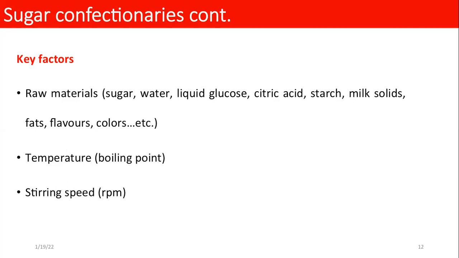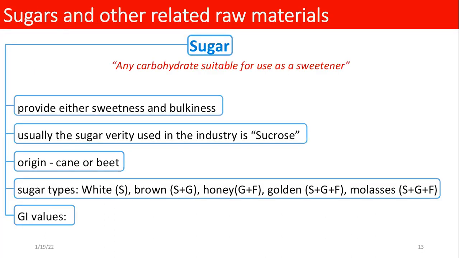When we increase the temperature up to some extent, our ultimate objective is to get a hard-boiled candy. When the temperature is mistakenly decreased, you will get a different product. So the critical factors are temperature, time, stirring speed, and the raw materials and their quality. We will discuss these factors throughout this lecture series, and it is very important to maintain them.